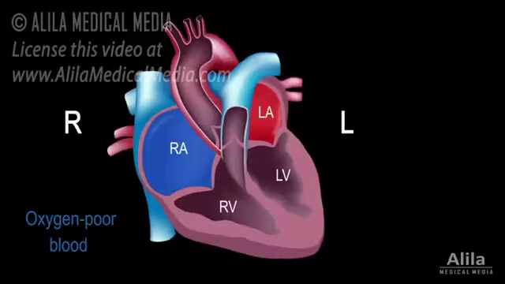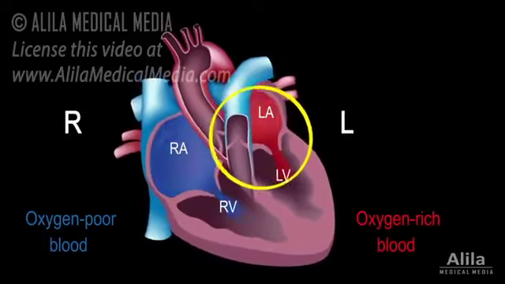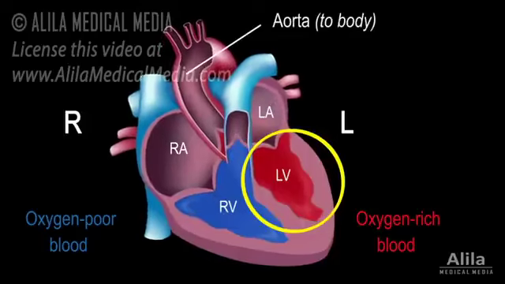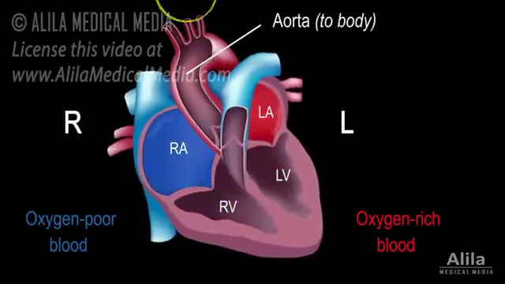After being oxygenated, oxygen-rich blood from the lungs returns to the left side of the heart to be pumped into the aorta and out to the body.